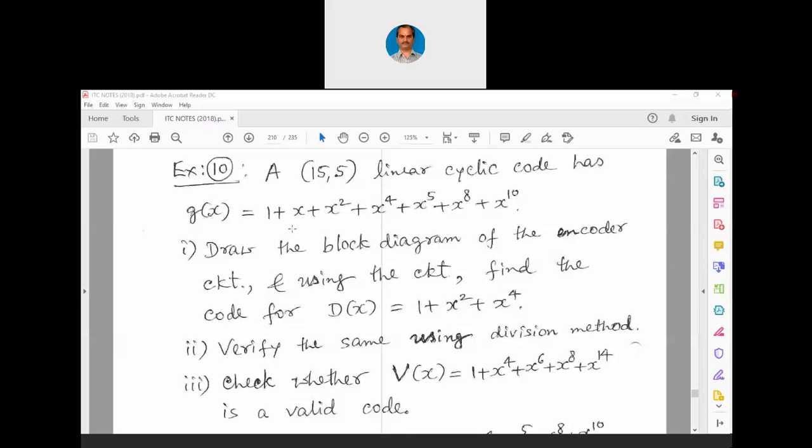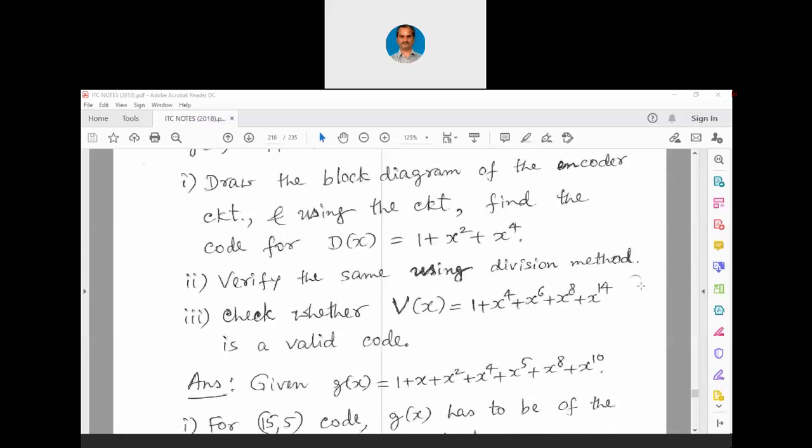Now as you can see, this generator polynomial is of much bigger order, and accordingly when we write the block diagram for the encoder circuit, the figure also will be much bigger. Procedure is the same, but the amount of polynomial order which we handle is larger. Let me show you the answer now.